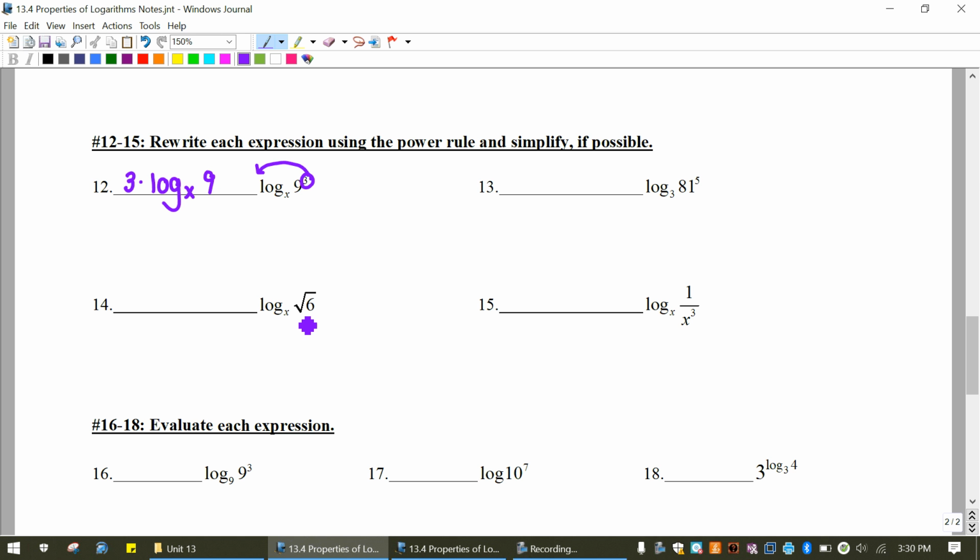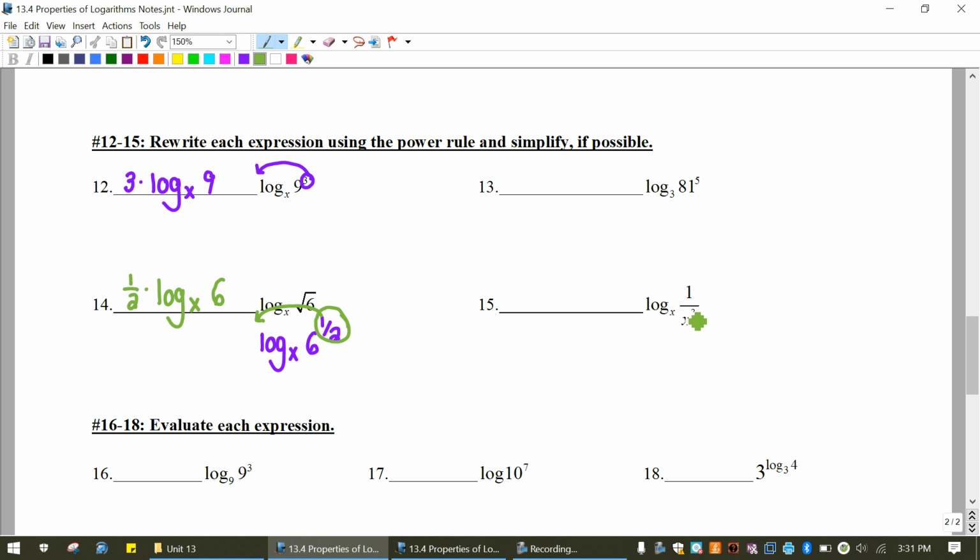In number 14, I know I'm skipping 13, I'll come back to it. Right now we don't have an exponent written on this, but if you change the square root of 6 to be 6 to the 1/2 power, then you can move that in front as a multiplier. So we just changed from a radical form to an exponential form in order to be able to pull that exponent out in front. We'll do the same thing on number 15.